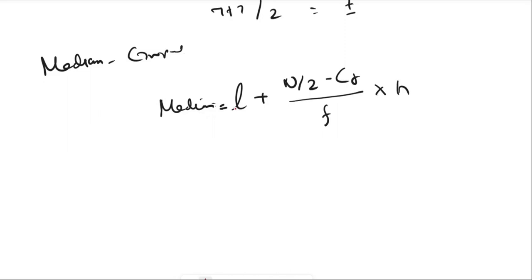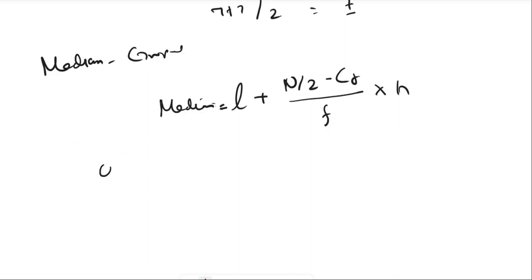So L is the lower limit of the median class, and n is the total number of observations, and here we take n by 2, minus the cumulative frequency of the preceding class, divided by the frequency of the class, and I multiply it with the size of the class.